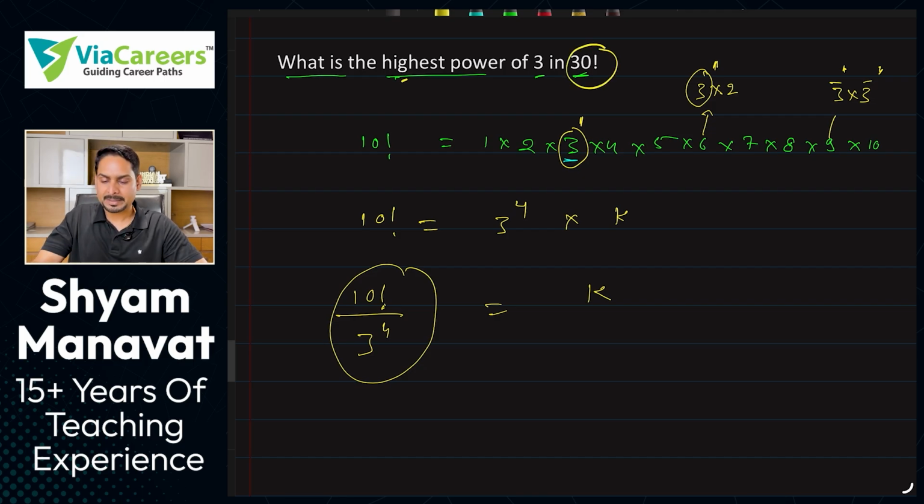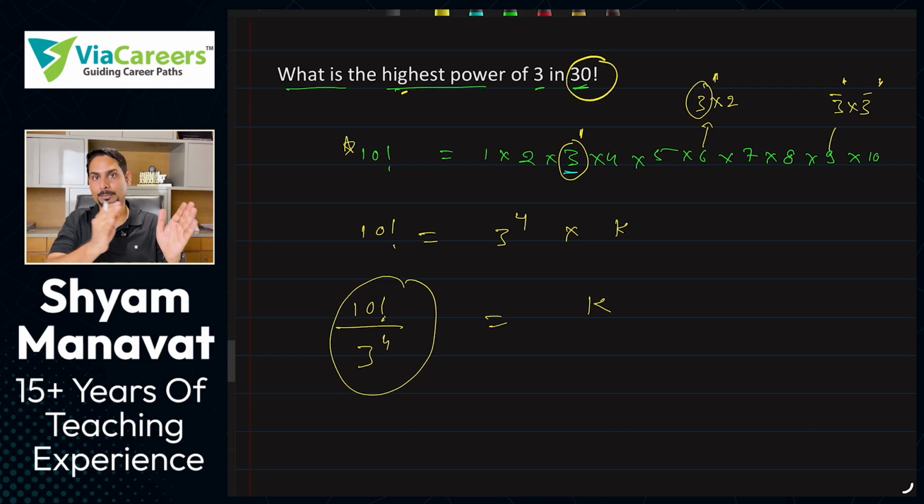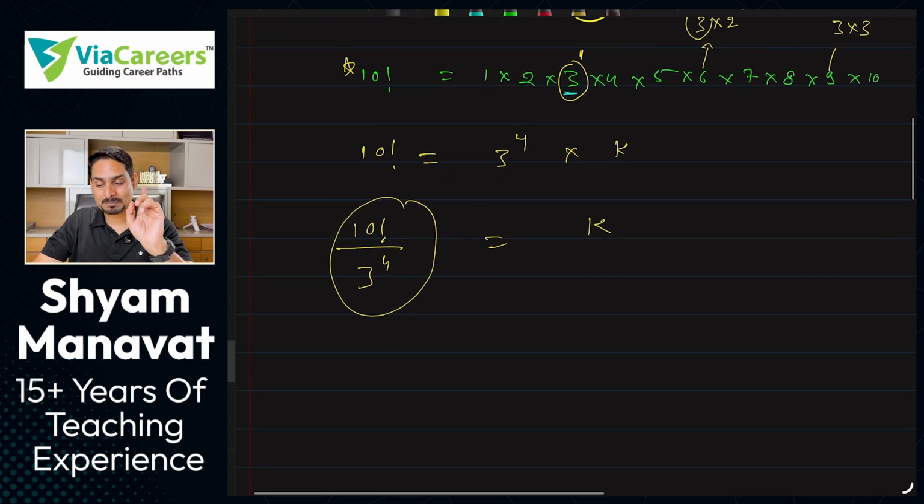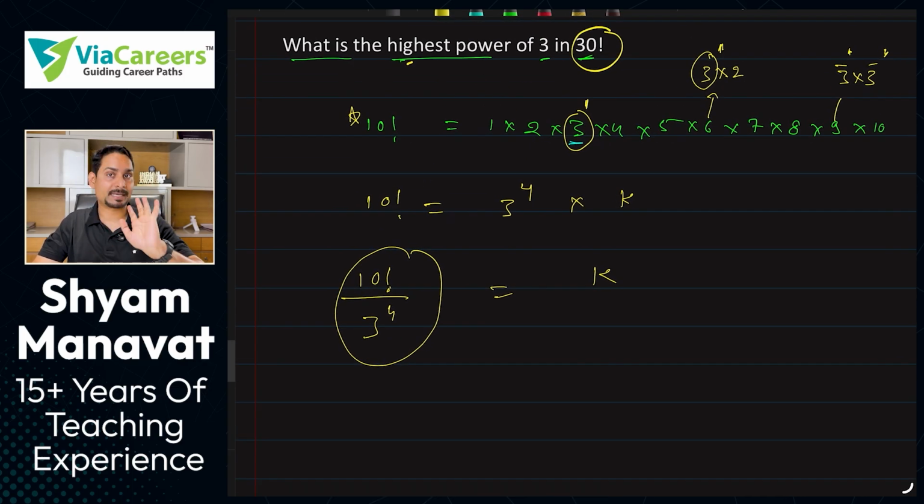10 factorial is small. It's easy to express 10 factorial as a product of n natural numbers. But if it is 100 factorial, 30 factorial, or 50 factorial, it will look very long, right? So we have a shortcut for this. You can apply that shortcut. First I will try that shortcut for 10 factorial.